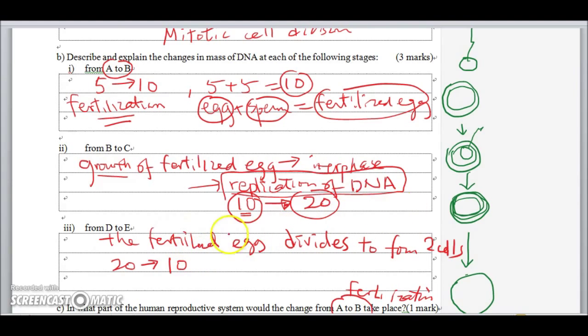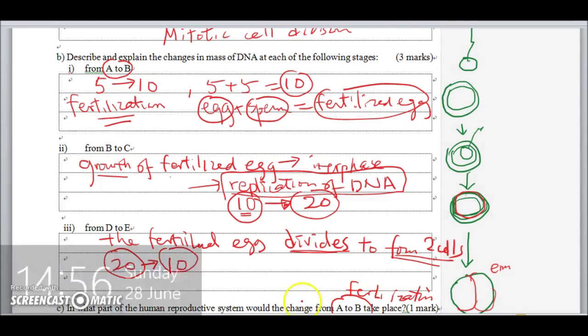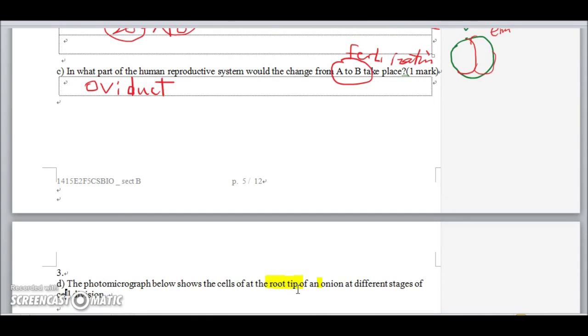And from D to E, that is after fertilization happens, the fertilized egg needs to grow like here, and then in the end it divides to form 2 cells, so that before division it has doubled the content of DNA to 20 units, and then it becomes 10. That means from 1 cell it divides into 2 cells over here. Then we have 1 cell, and then it divided into 2. One here and the other there. So then it becomes an embryo. And of course, part C, it asks where does the part A to B happen. A to B is fertilization. Fertilization happens at the oviduct. It is a very important piece of information you should know.